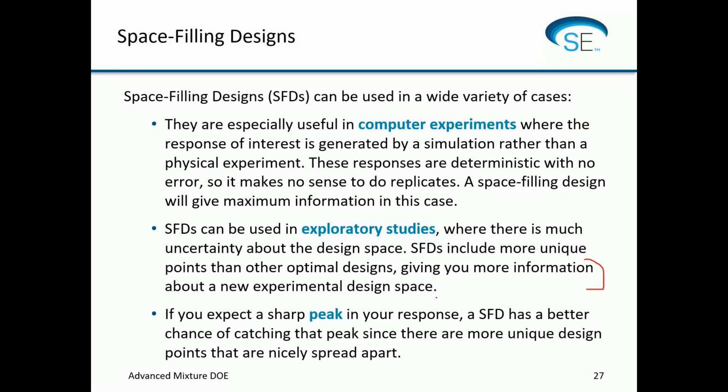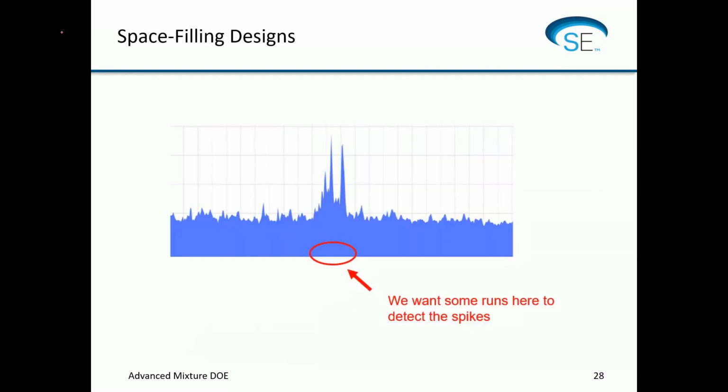Finally, if you expect a sharp peak in your response, meaning your response might be flat, then you might have a sharp peak, or you might have a sharp valley, a space filling design has a higher chance of actually catching that. So here's just an example. If I were to, let's say, design for a quadratic model, I might get runs here, here, and here. In which case, if I fit to this run, this run, and this run, I basically get a straight line.